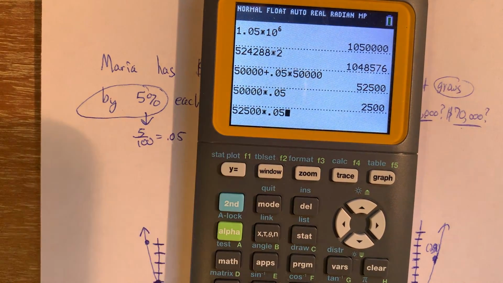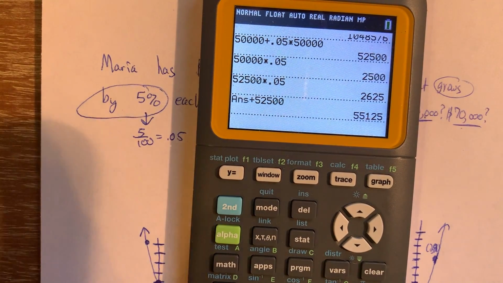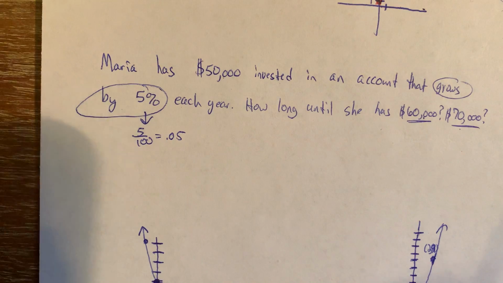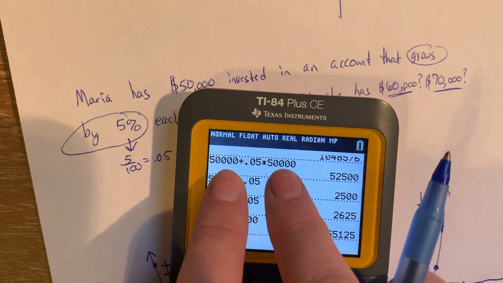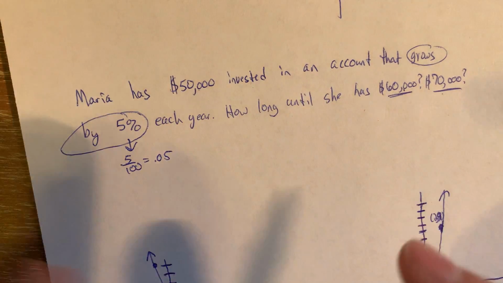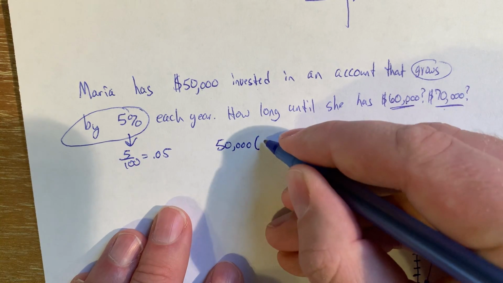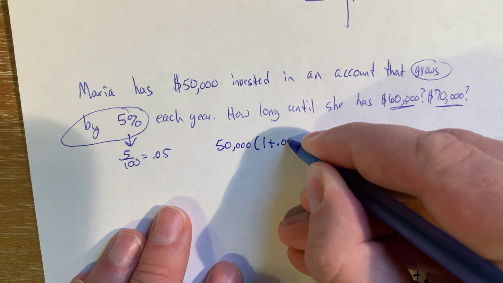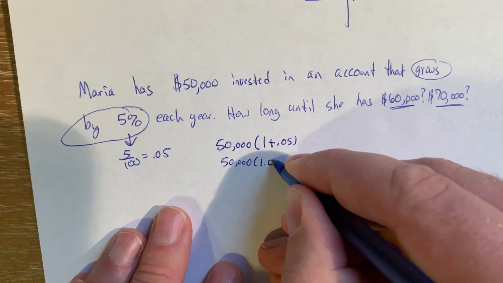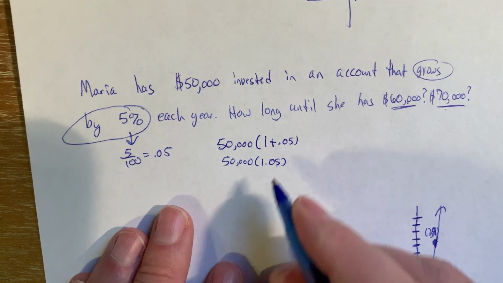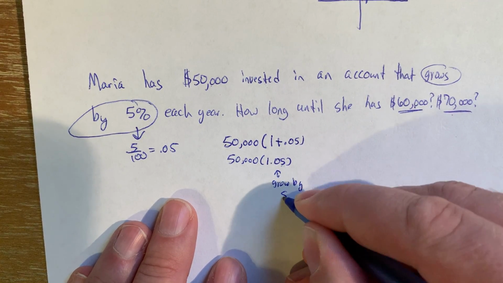So we're going to multiply the new amount by 0.05 and add that into that new amount. Now there's a much easier way to do this, which is we can factor. What we're doing here is we're factoring, we're going to factor out the 50,000, and it's going to be 50,000 times 1 plus 0.05, or 50,000 times 1.05. This is how we grow by 5%.